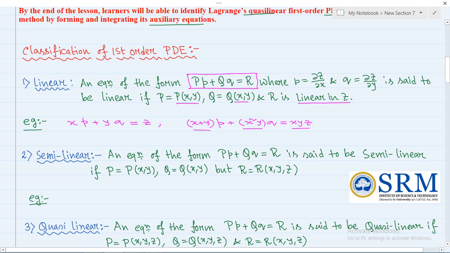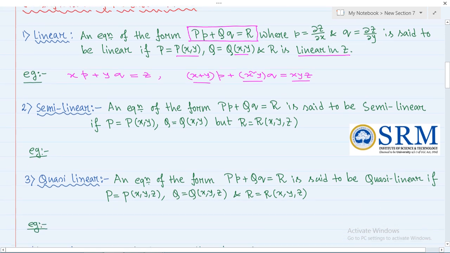Now we are going to discuss the semi-linear. Here we give some relaxation in z. An equation of the same structure, capital P into small p plus capital Q into small q equals capital R, is said to be a semi-linear partial differential equation if capital P is a function of x and y only, capital Q is a function of x and y only, but in R there is no restriction. It can be a function of x, y, z, and the power of z can be anything.